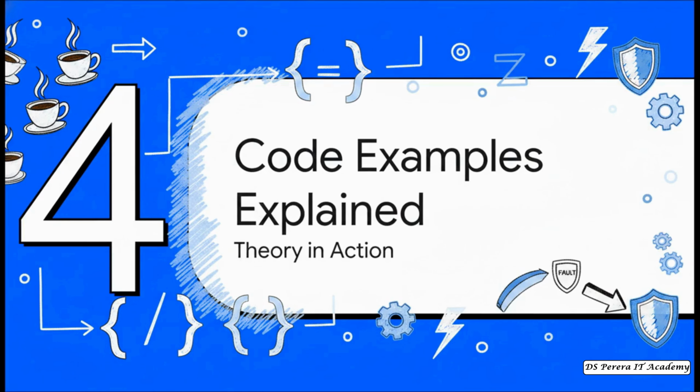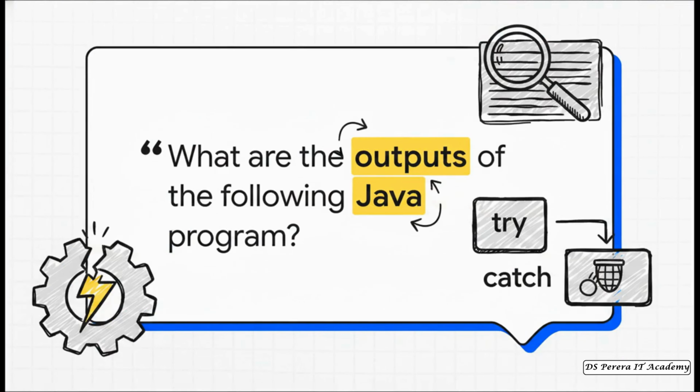Okay, that's enough theory for now. Honestly, the best way to really wrap your head around try and catch is to see them in action. So let's walk through a couple of Java code examples, line by line, and see exactly what happens when things go wrong. So here's our first challenge.